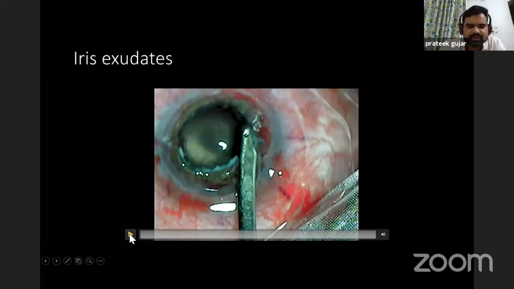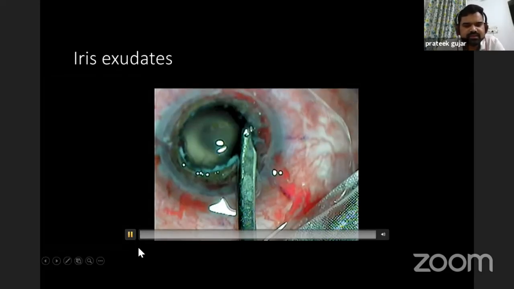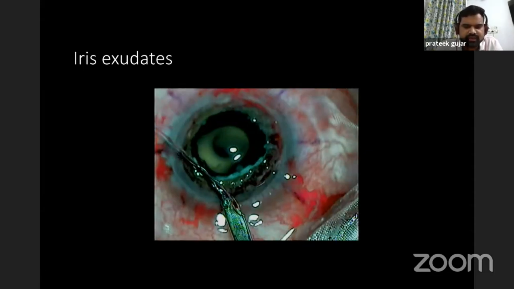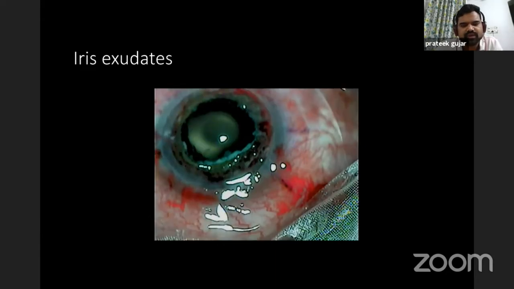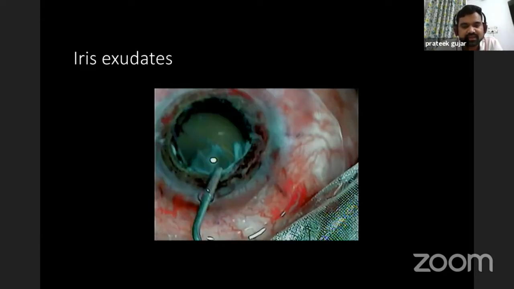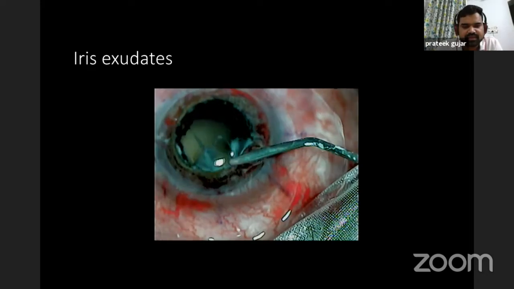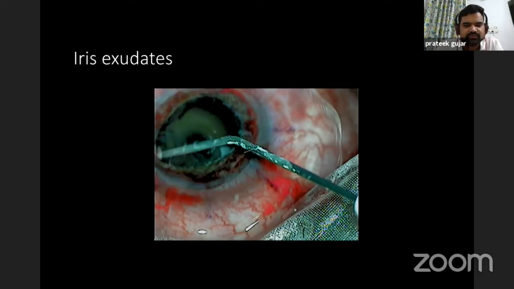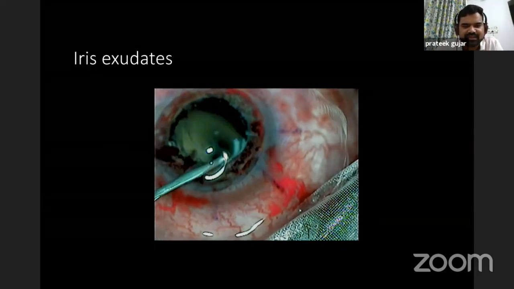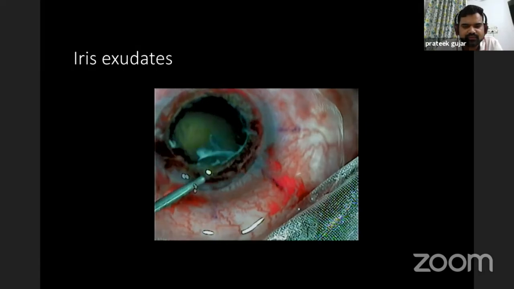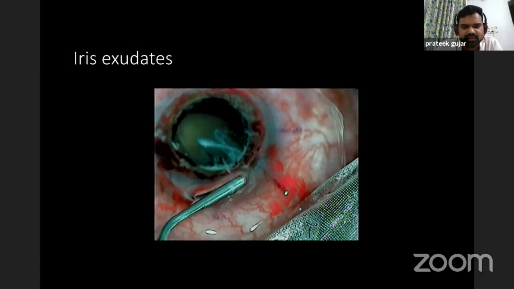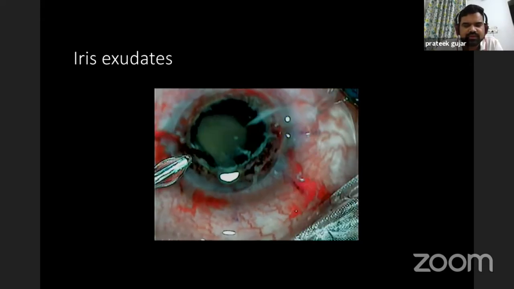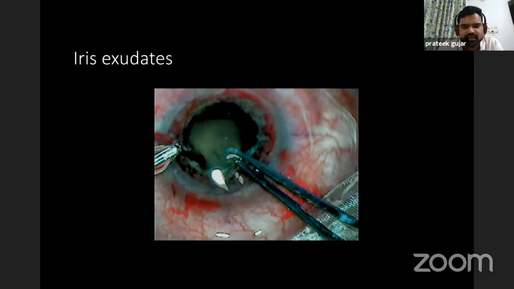In these cases, you can have iris exudates. These exudates are present on the anterior surface of the iris, which you can peel with the help of forceps, or you can have retro iris exudate. Like in this case, there is a lot of retro iris exudate, which I'm trying to scratch with a visco cannula, trying to keep the posterior capsule intact, and just scratching the posterior surface of the iris to remove as much of the exudate as possible, and then you can remove it with the help of forceps. So these exudates have to be tackled.